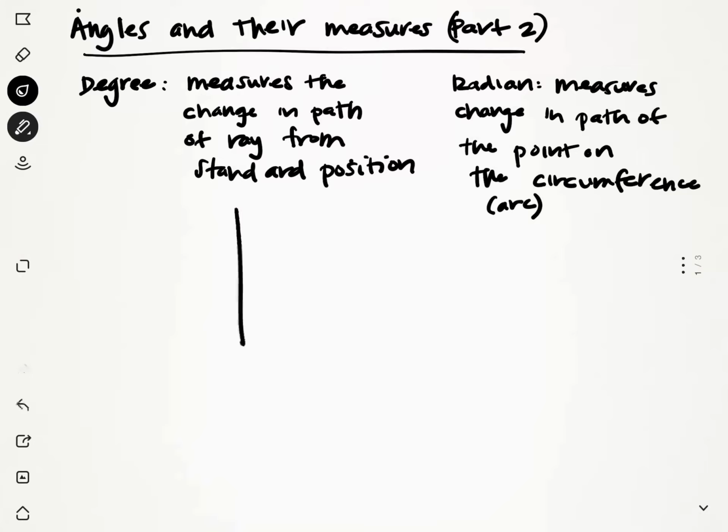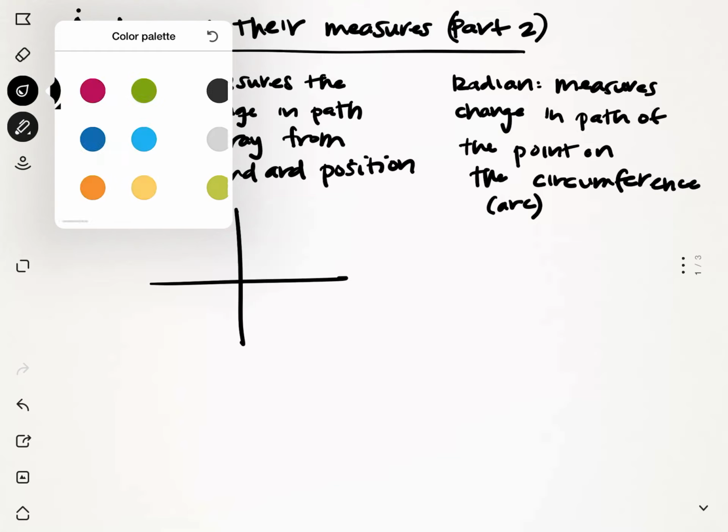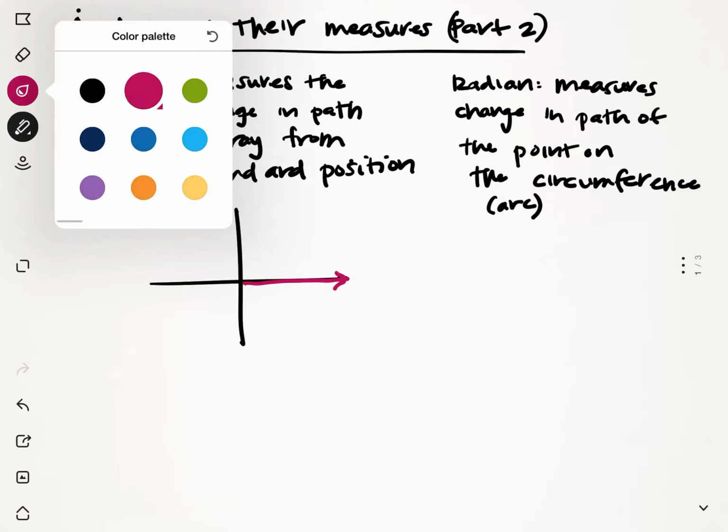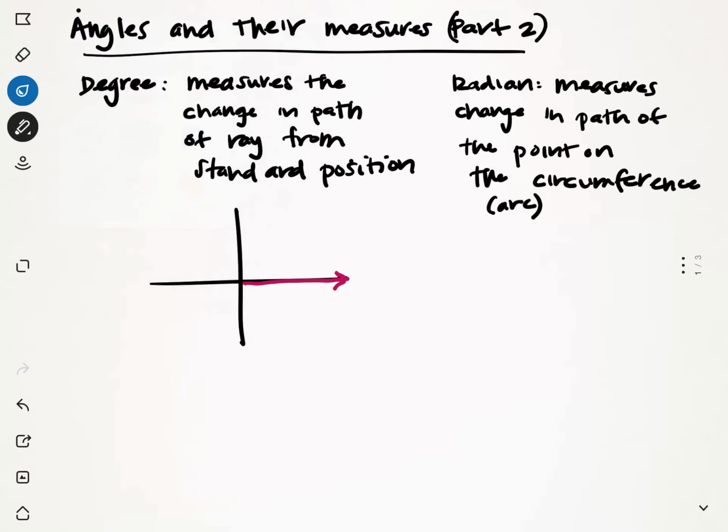So when we're looking at degree measure, we said that in standard form, we start on the positive x-axis. So that doesn't change. But what an angle is measuring is the amount of change between where we started off at standard position and how much the ray moved to make our angle. So we're looking at how this ray moved from standard position into the current position where it's at. So that's what we're talking about when we're talking about degrees.